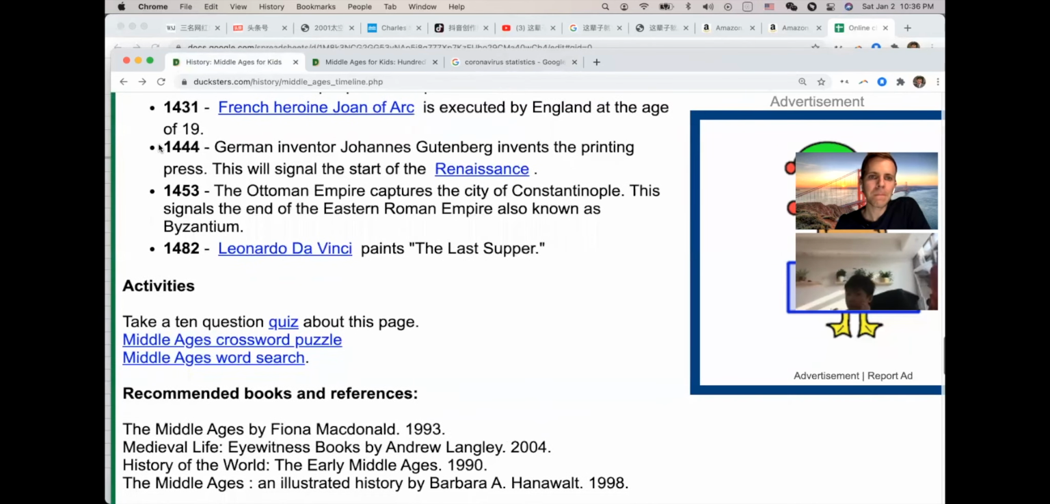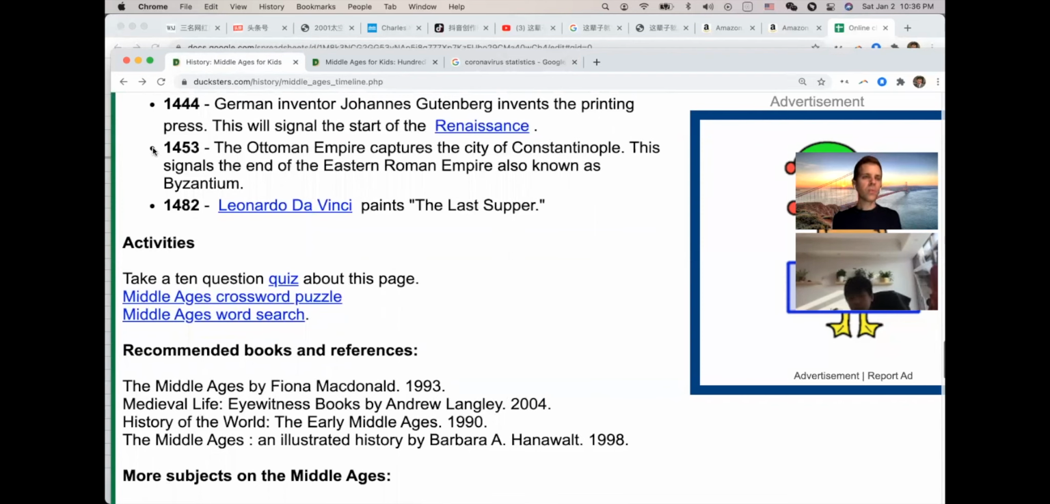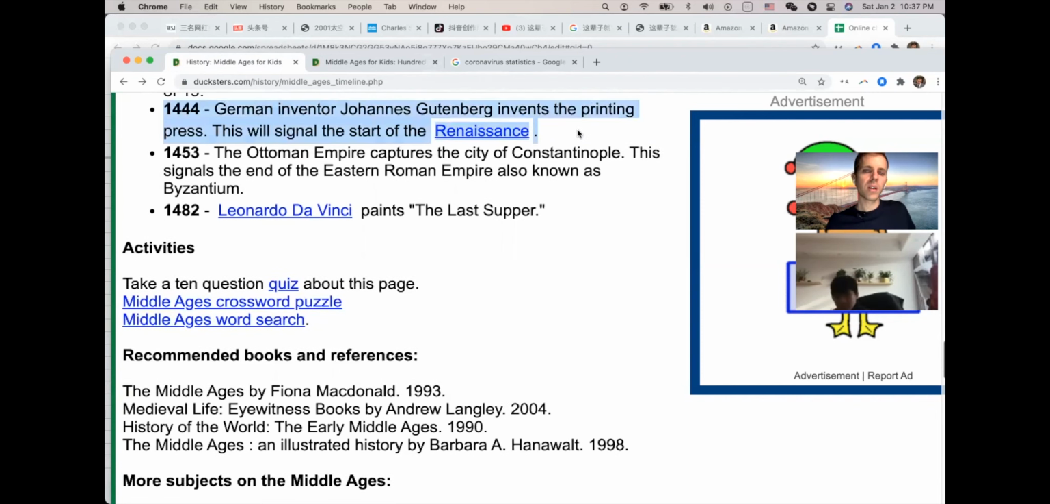Okay. How about what happened in 1444? German inventor Johannes Gutenberg invents the printing press. This will signal the start of the Renaissance. So this is a very important invention, obviously, and it starts a technological process where people start to think more, they invent more, and humans improve very quickly.